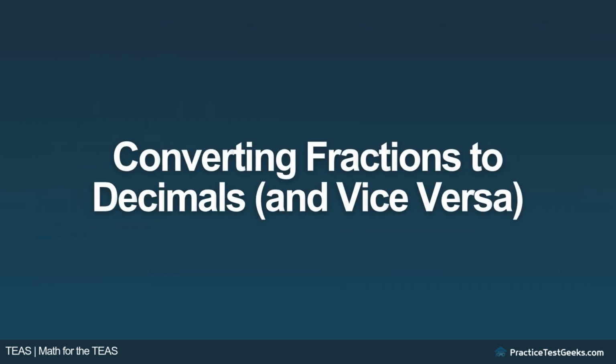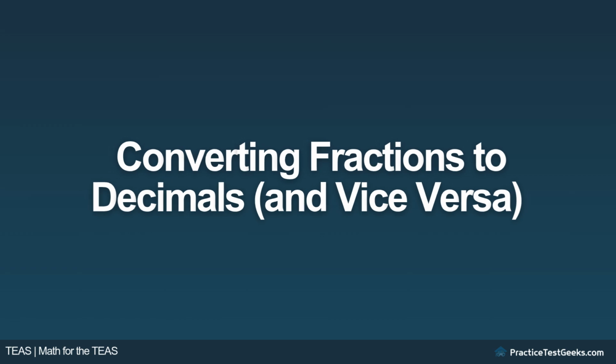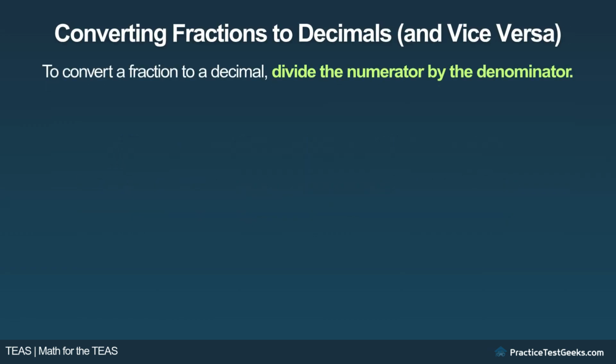Now, let's move on to something you'll definitely see on the TEAS, converting between fractions and decimals. First, if you're converting a fraction into a decimal, just divide the numerator by the denominator. Example, 3/4 becomes 0.75. That's 3 divided by 4 equals 0.75.